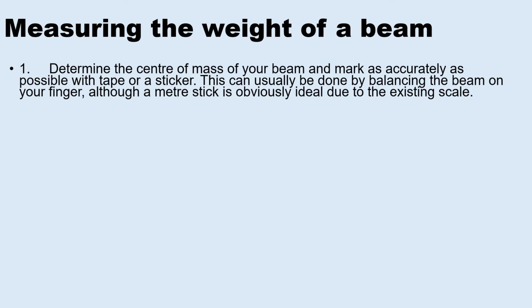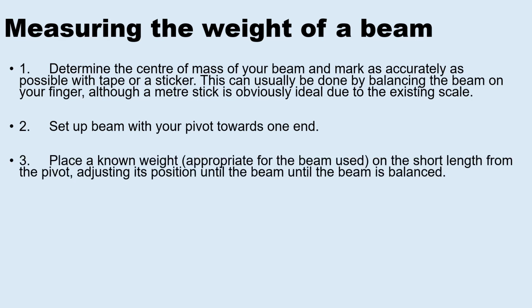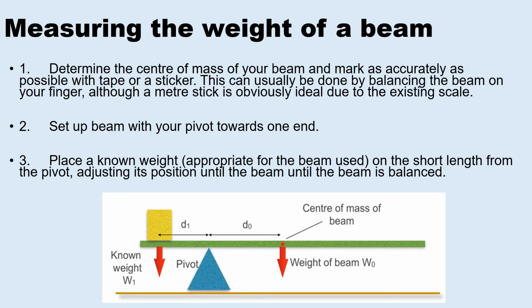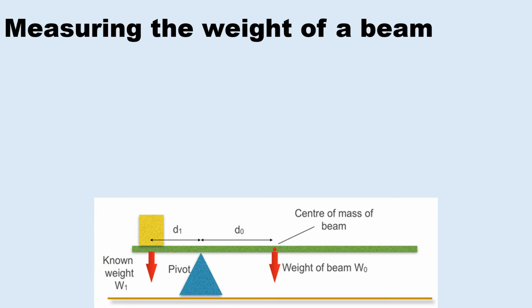This can usually be done by balancing the beam on your finger, although a meter stick is ideal due to its existing scale. You would then set up your beam with your pivot towards one end and place a known weight appropriate for the beam used on a short length from the pivot, adjusting its position until the beam is balanced. So that is what you would do. So you've got your pivot here, you put the weight there until the beam is balanced.